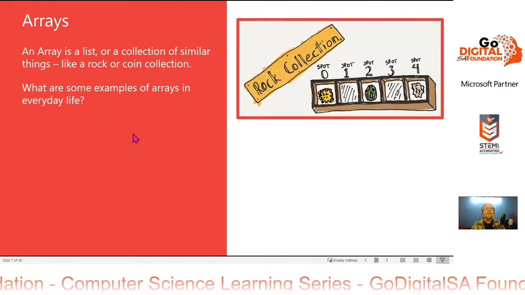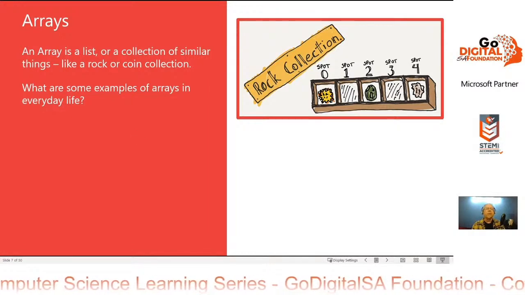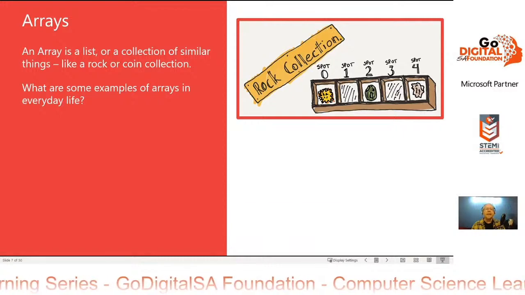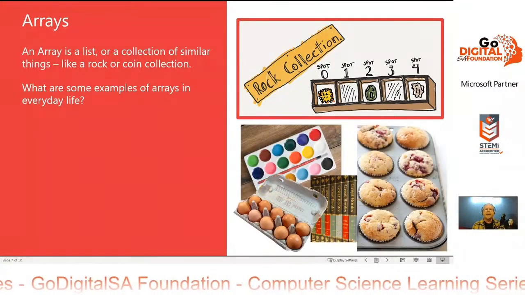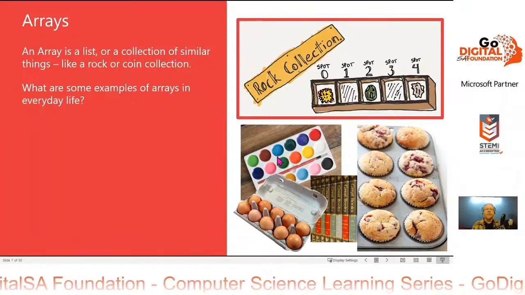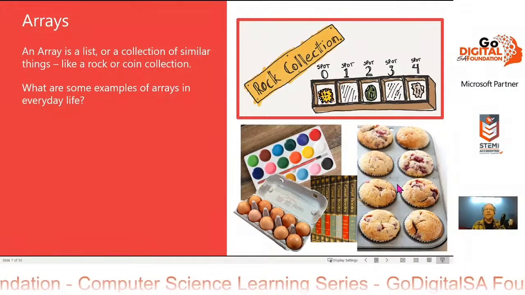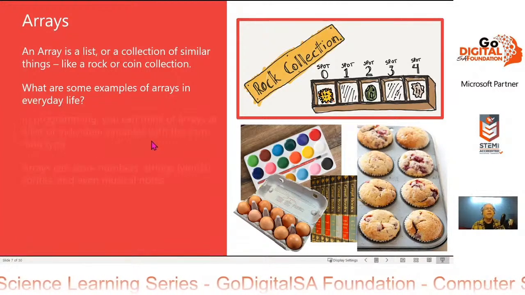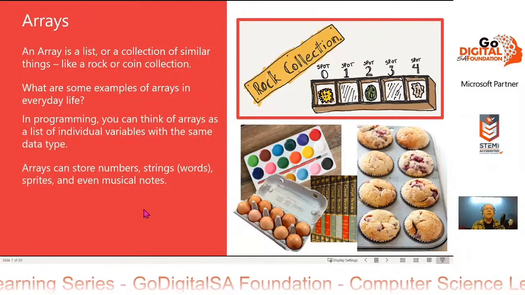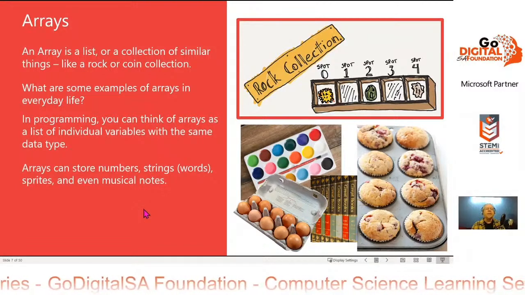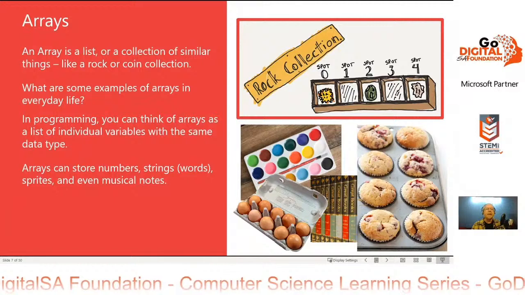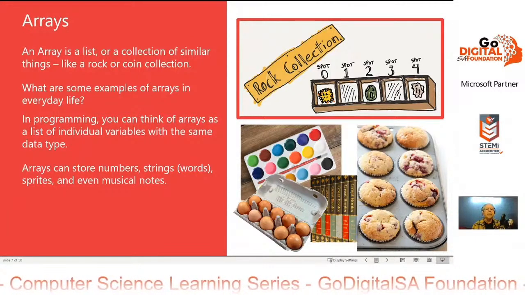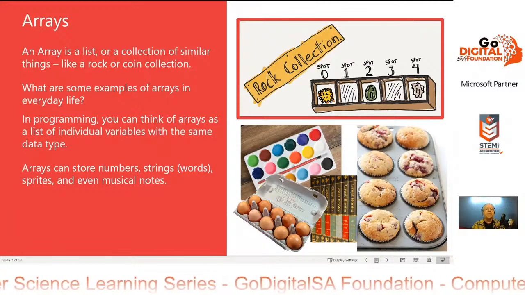So an array is a list or a collection of similar things, like a rock or coin collection. What are some examples of arrays in everyday life? It's whenever you've got a collection of anything. Here we've got a collection of different colors of paint. Here we've got different cupcakes, here we've got books, here we've got a collection of eggs. So in programming, you can think of arrays as a list of individual variables with the same data type. Arrays can store numbers, strings, or words, sprites, and even musical notes.